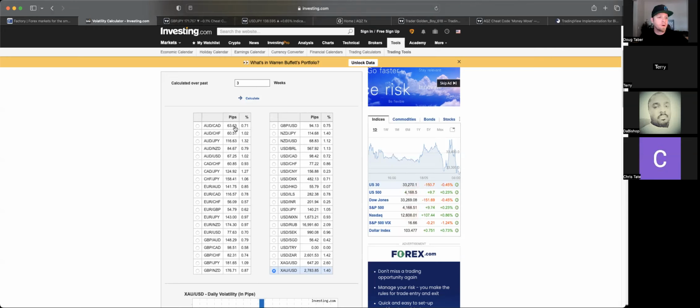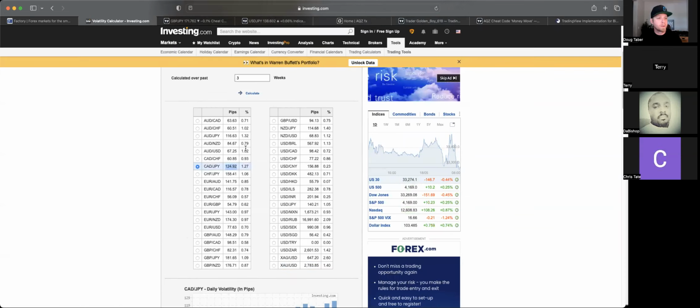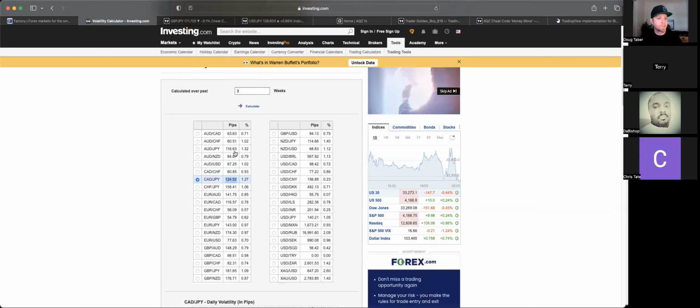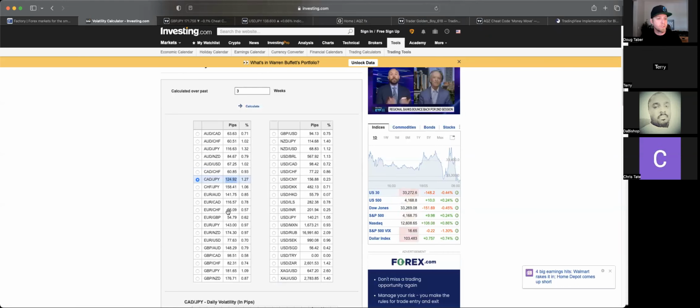But anything below 100 pips average daily range, I don't typically trade unless I see something that looks attractive. But yeah, I like everything that's over 100 pips daily average. So you can look at those pairs on this investing.com site, the volatility calculator here.